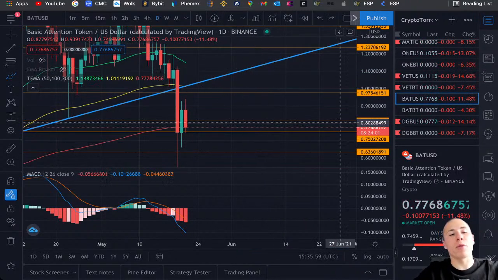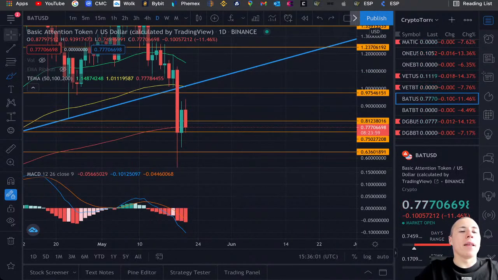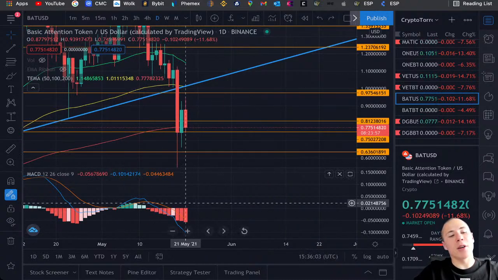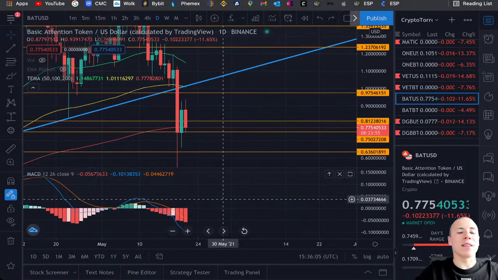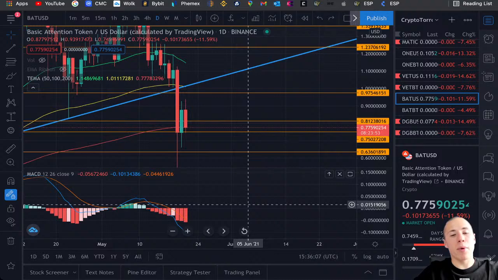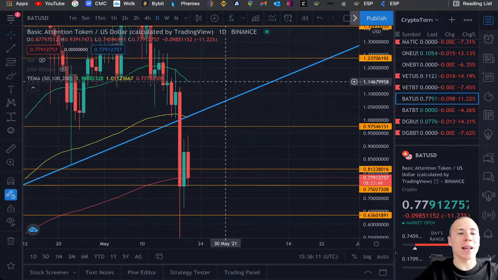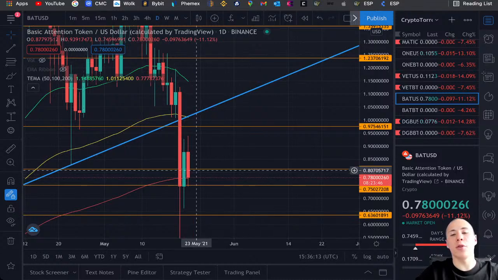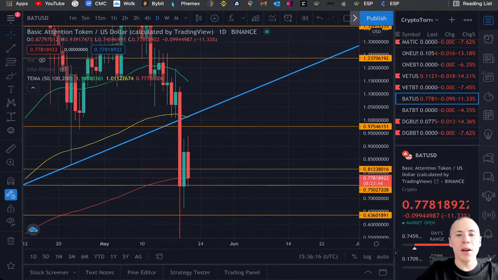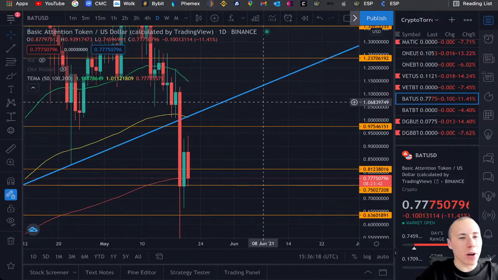But right now we are just looking at it, and I personally think that this is quite good to know that on the daily chart the MACD could be probably giving us momentum towards the upside instead of towards the downside, and that we are finding support on top of the 200-day moving average for Basic Attention Token compared to the US dollar, of course.